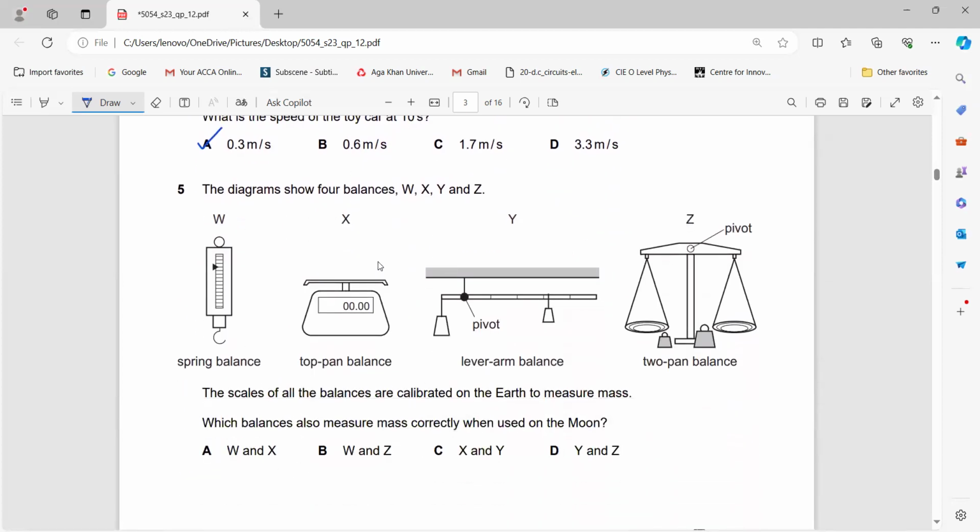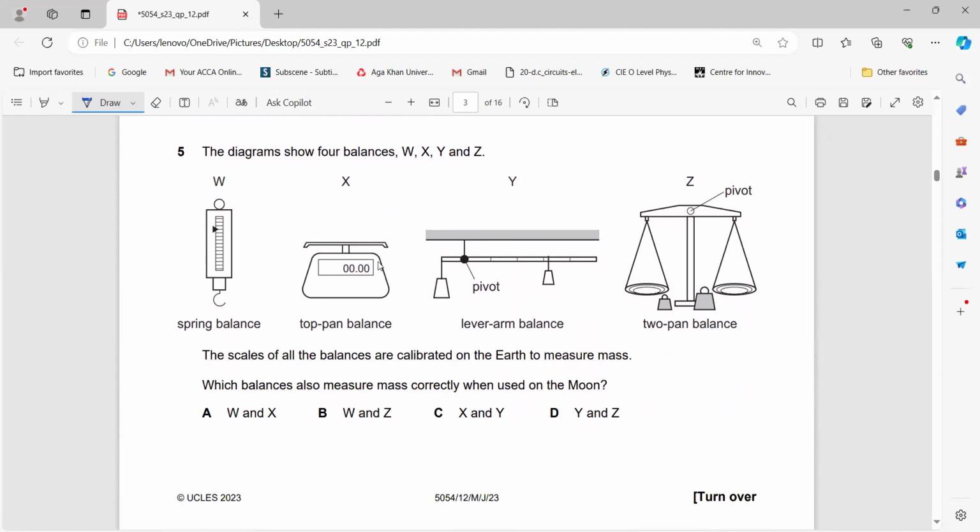Next is question number 5, which is the diagram of four balances W, X, Y, and Z. The scales of all balances are calibrated on the Earth to measure mass. By calibration, it means they've already factored in the value for gravity on every division that they mark on the scale of the measuring instrument. Which balance also measures mass correctly when used on the moon?